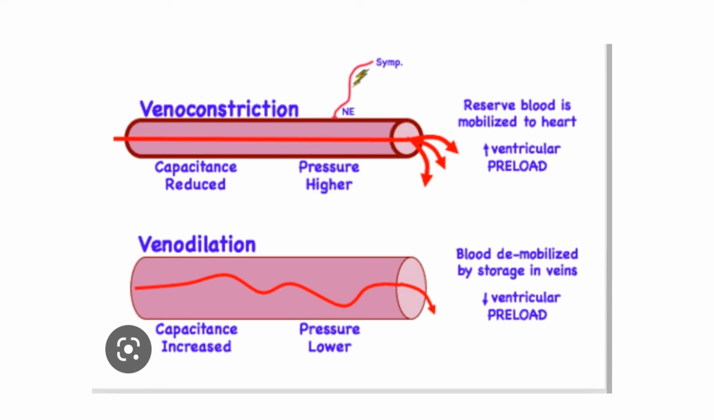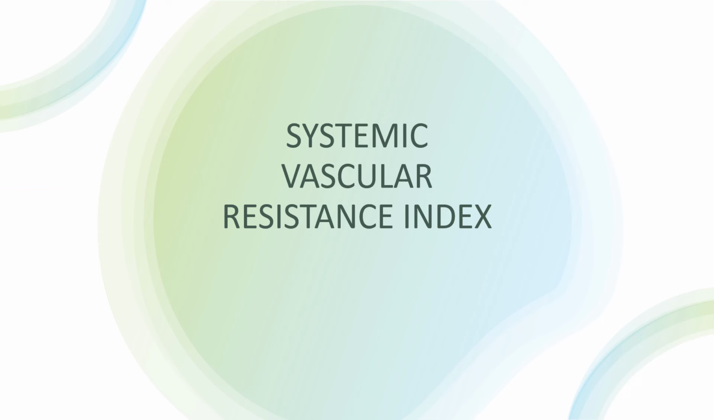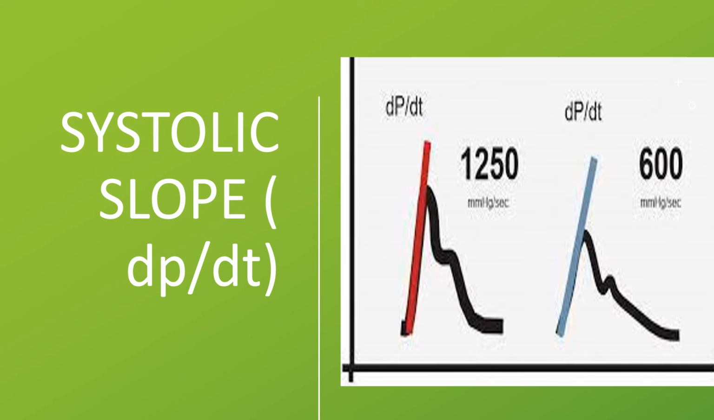So two things are done. My preload arm is done. I will show you the parameters again. Wait for it. The second arm is the afterload arm, and the surrogate of the afterload arm will be the systemic vascular resistance index. And third but not the least is the inotropy arm. So the parameter for the inotropy arm in my discussion will be the systolic slope, that is dP/dt.